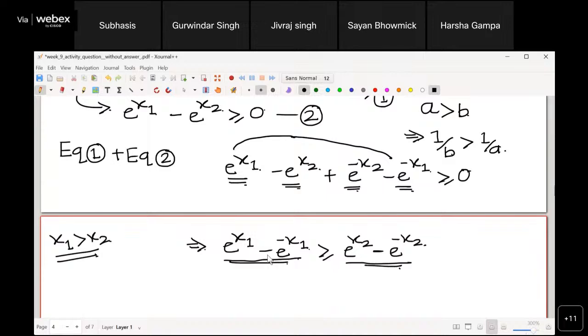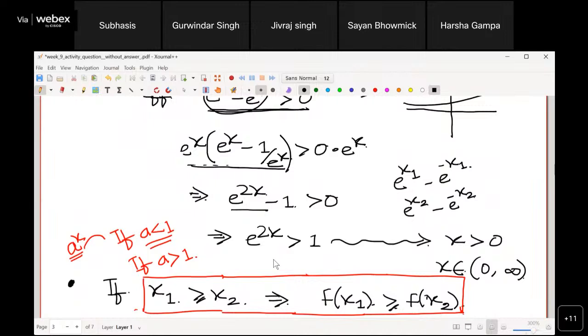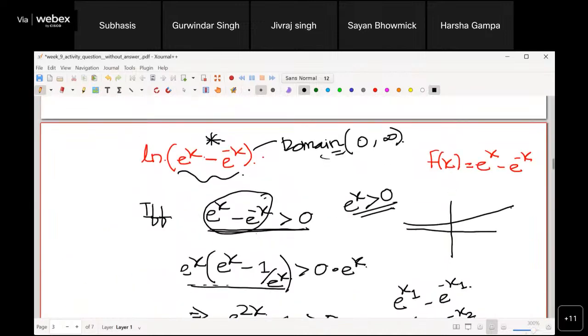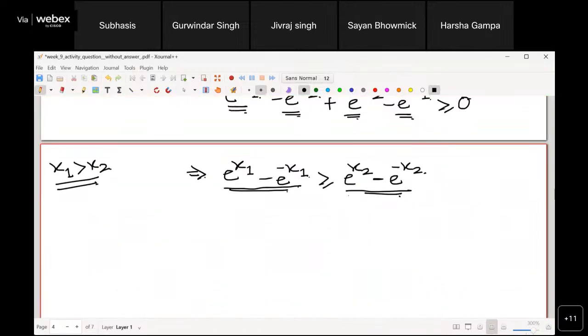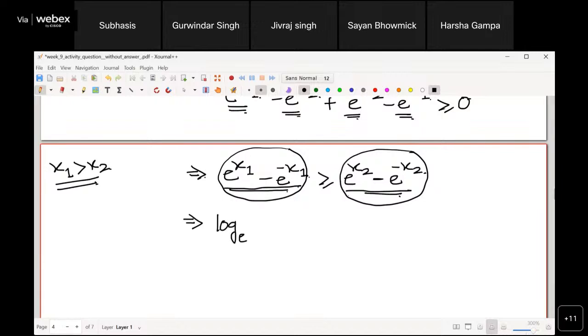Now, what is our function? The function is the ln function, that means log base e, right? Yes, sir. So log base e is an increasing function. So now again we apply that this thing is greater than this thing, that's why log of this thing will also be greater than log of that thing.